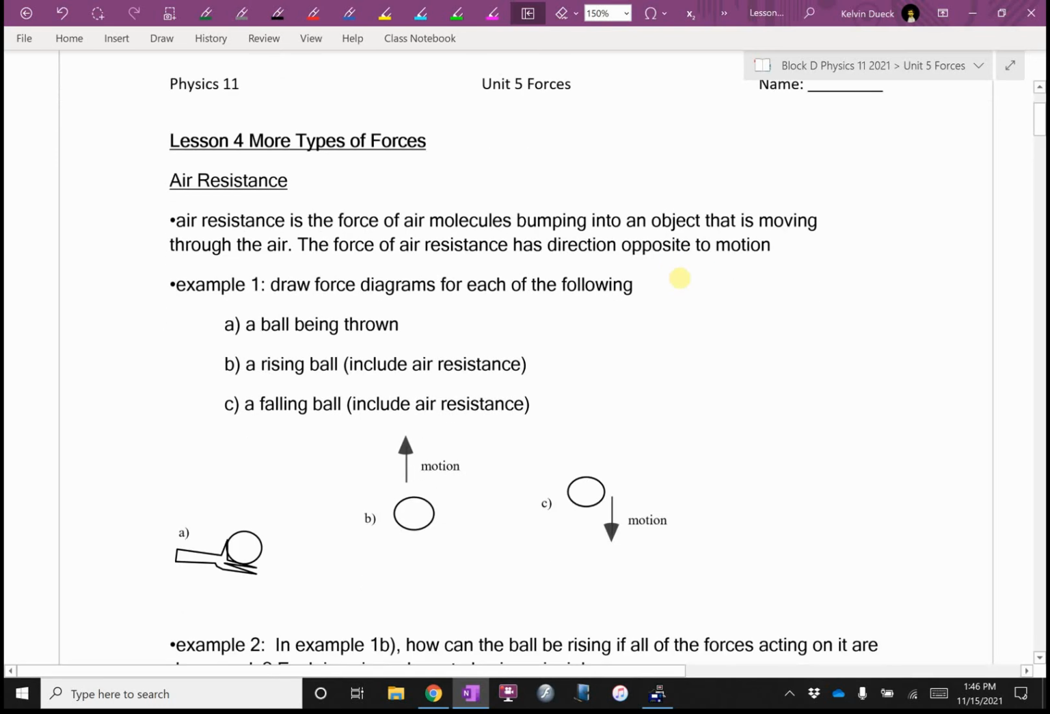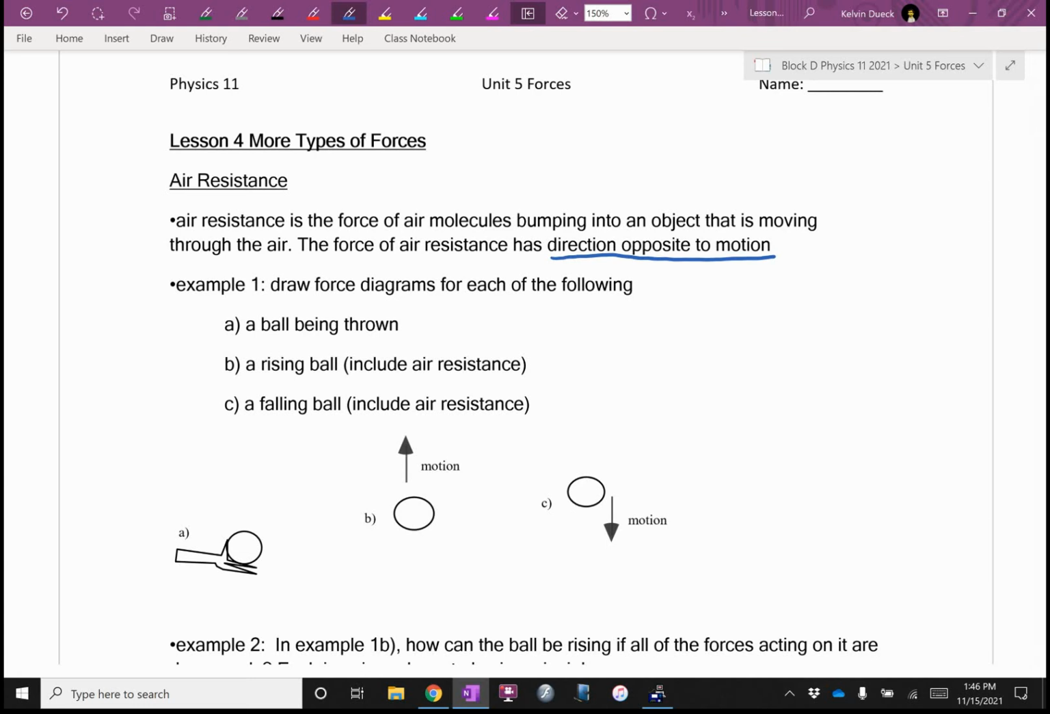So what is air resistance? Well, it's the force of air molecules bumping into an object that's moving through the air. And here's the key. What direction is air resistance? It always has direction opposite to motion. So in your free body diagram, if they ask you to include air resistance, which way are we moving? Point the arrow in the opposite direction. Is that okay? Okay.